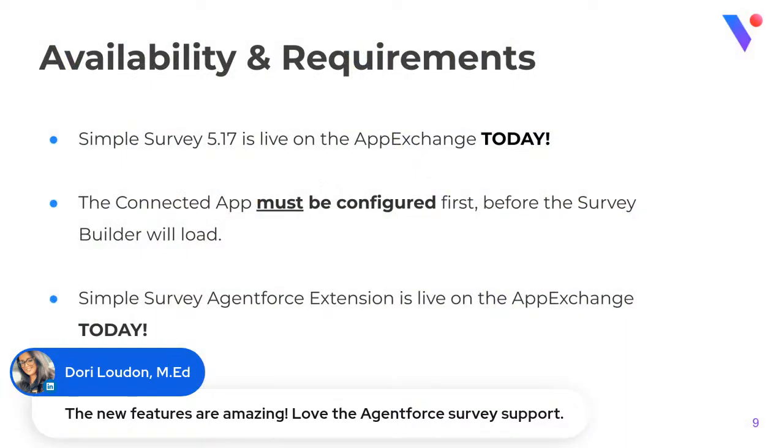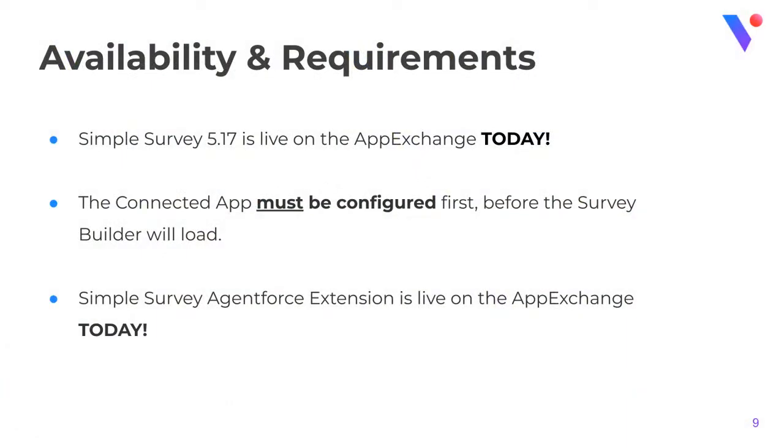I feel like we've covered almost everything that we need to cover. What do they need to do to get everything, other than click on the links that I've been pasting in the chat? So make sure to update to the latest version of Simple Survey that is available today on the App Exchange. Once that is installed, you're going to see a new connected app setting. This is just Salesforce's way of making sure that everything is secure. So you do have to configure the connected app before you can load and use the survey builder. That would be the first thing to do.